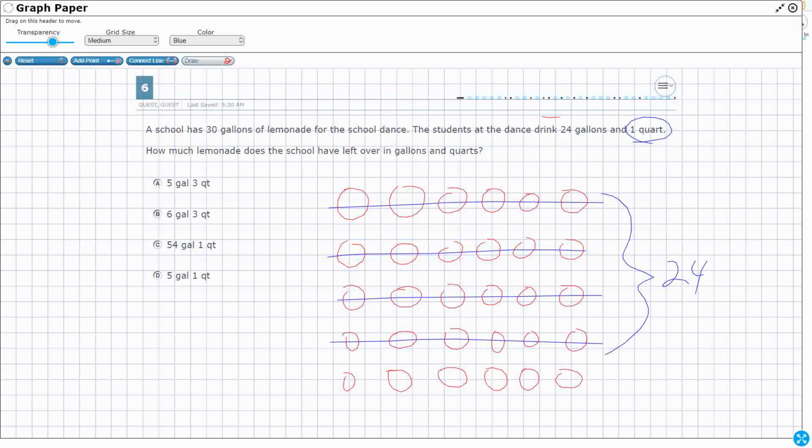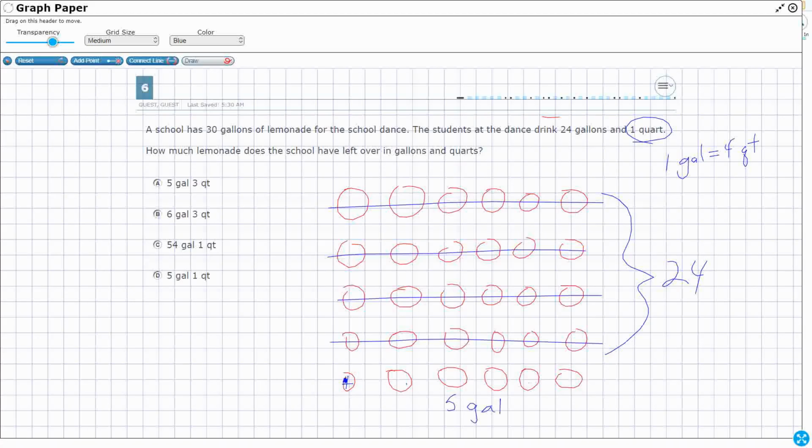How do we do the and 1 quart? Well, remember that inside each of these gallons is 4 quarts, right? We got that. 1 gallon equals 4 quarts. So I'm going to take this gallon and break it up into 4 quarts. Let's pretend that's 4 equal quarts, and I'm going to get rid of one of them. I'm going to shade the one that I got rid of. Well, what does that leave me with? It leaves me with 1, 2, 3, 4, 5 gallons.